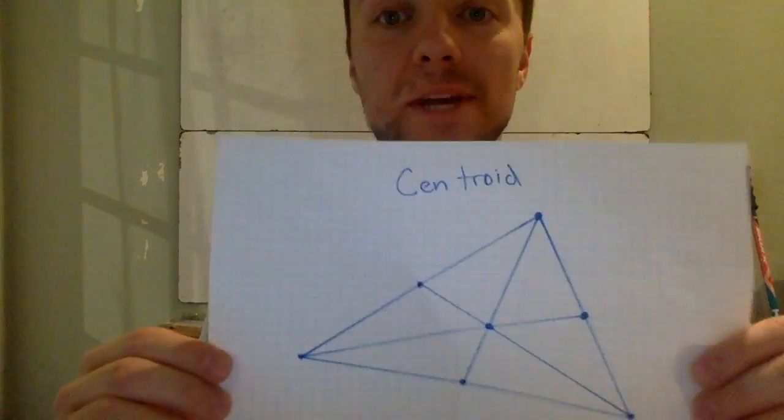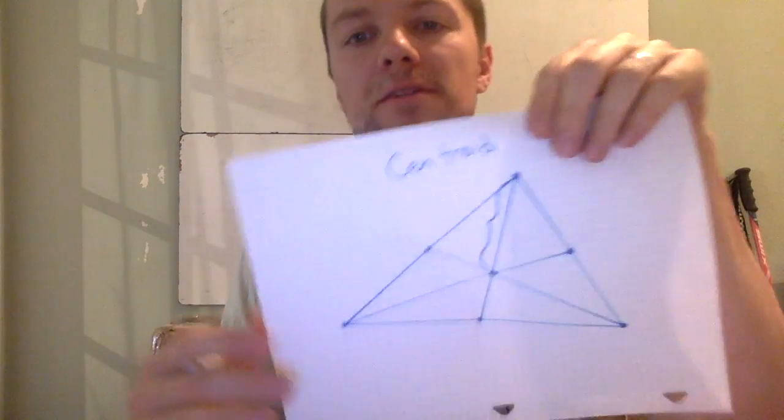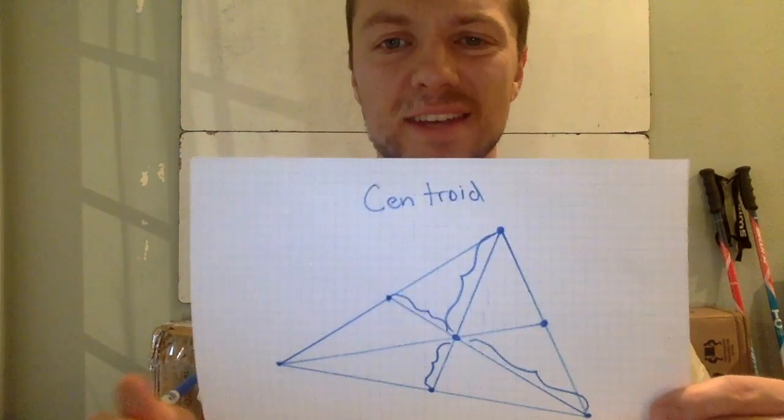So this point where they all meet is called the centroid. And what I want you to do is measure this length here and also the length below it. You're going to do that for all 3 lines and see if you can notice a pattern. Measure those lengths and try to look for a pattern.